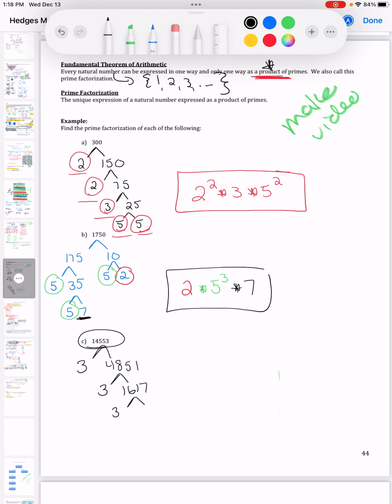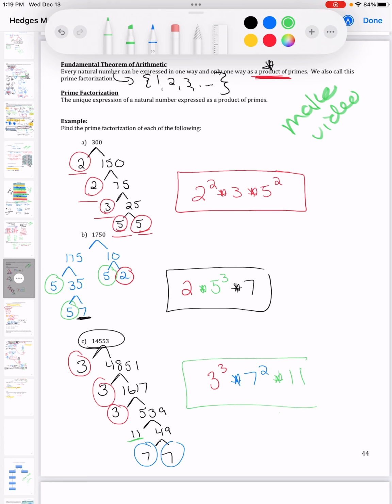These numbers that I don't know anything off the top of my head, I just keep checking prime numbers. When I got down to 539, I checked 3. It didn't work. I didn't check 5 because it doesn't end in a 5 or 0. Then check 7. So keep checking prime numbers because this is a prime factorization. 11 did work. All right, now I've got my prime numbers. I see 3 3s, so that's 3 cubed, 2 7s, so 7 squared, and 11 for the prime factorization.